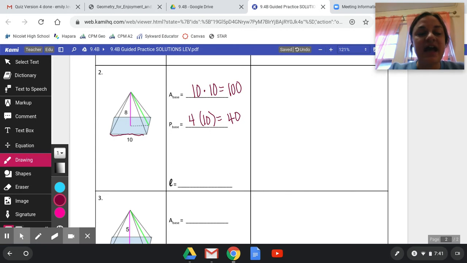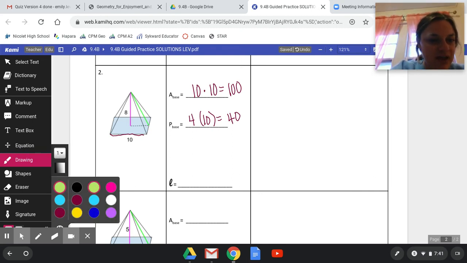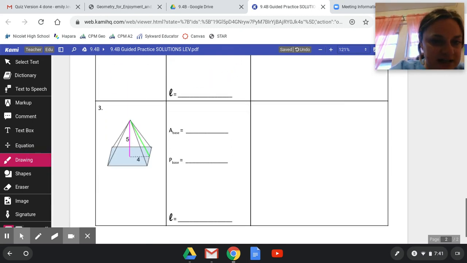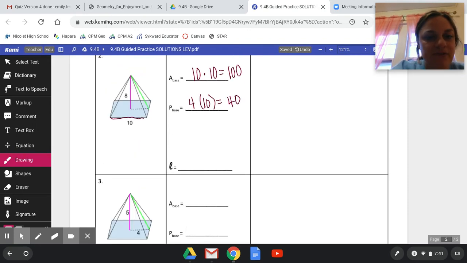In this case, I don't have the slant height. Remember, the green is the slant height that I'm looking for. So I actually do need to do some Pythagorean theorem to find it. So my full side length is 10 down here. So I need to cut that in half.